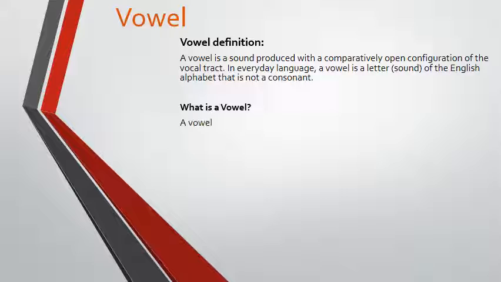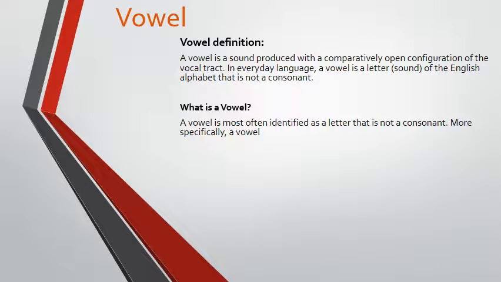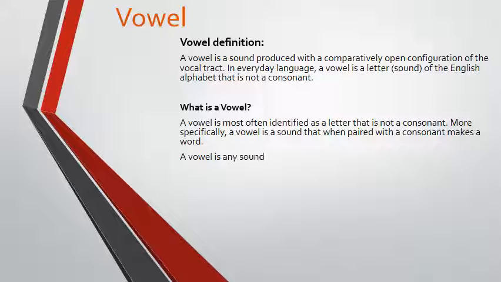What is a vowel? A vowel is most often identified as a letter that is not a consonant. More specifically, a vowel is a sound that when paired with a consonant makes a word. A vowel is any sound that a letter makes that is not a consonant sound.